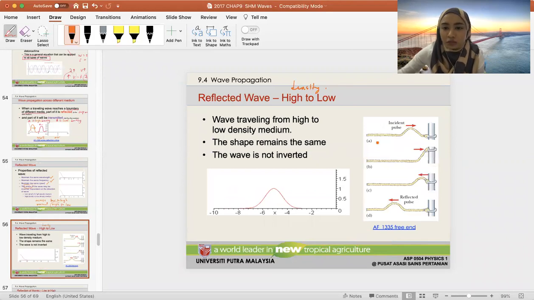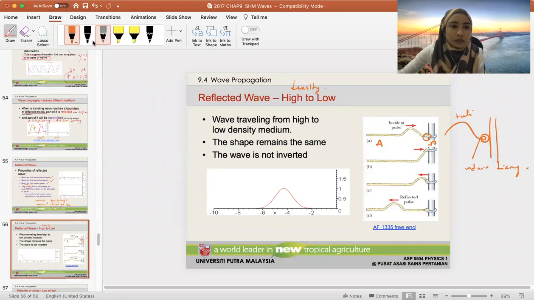So this is a rope. Rope is the medium A and B is this part. Bukan tiang. Sebenarnya kita reflect dekat udara. So ni tali and then ada ring and then baru ada tiang, right? So tali, udara, tiang. So apa yang berlaku kat sini? You are propagating from tali to udara. So this is high density to low density.